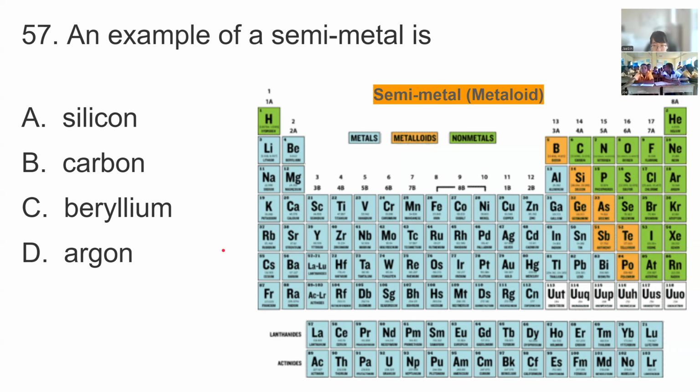Yes, I think I heard silicon. That is correct, because you can see here that silicon is colored orange. It stands for metalloids or semi-metals. Carbon is over here. Carbon is a non-metal. Beryllium is over here, it's a metal. Argon is over here and it's a non-metal. So the only answer is silicon.